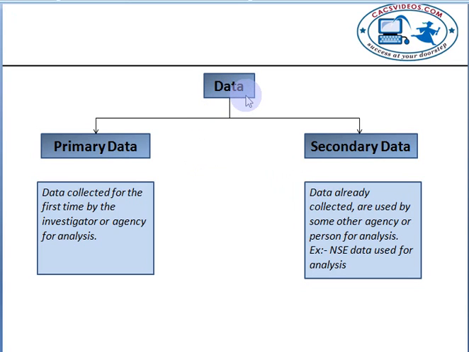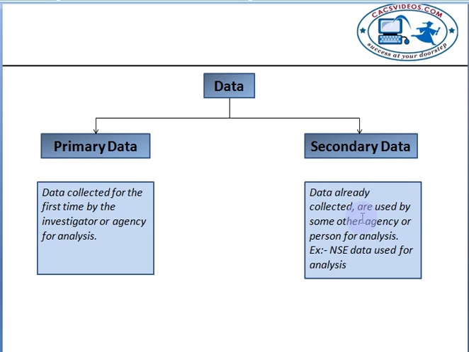Now we'll discuss classification of data. Data can be broadly classified into two sections. First is called primary data, second is called secondary data. What is primary data? Data collected for the first time by the investigator or agency for their analysis is called primary data. Suppose you are running some survey and you went to some agency collecting information, or you interviewed a few people and you collected information by yourself. That type of collecting data is called primary data. So you are collecting data for yourself, for your analysis. So this is called primary data.